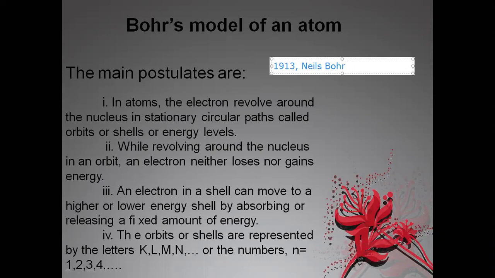Niels Bohr was the scientist to explain the structure of an atom. His model is commonly known as Bohr's atom model. Niels Bohr said that electrons revolve around the nucleus in fixed circular paths or orbits.